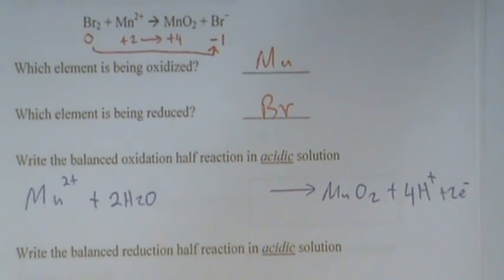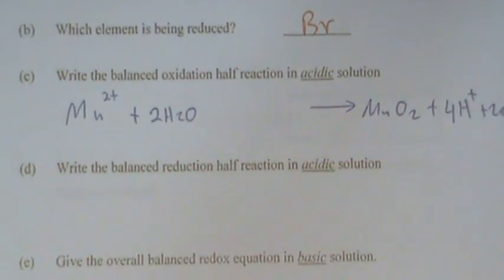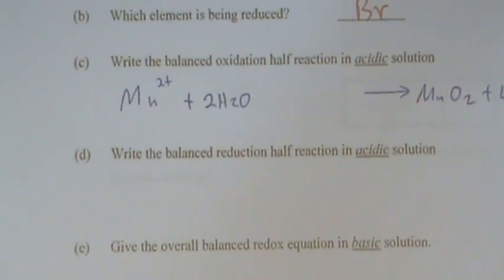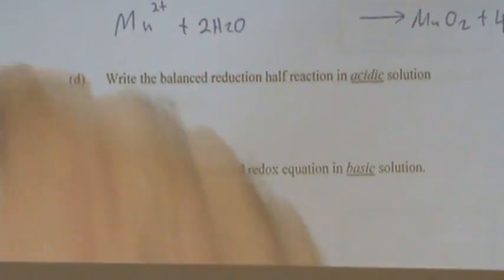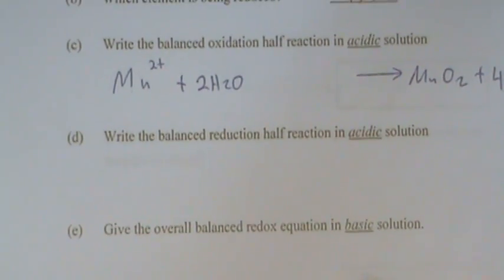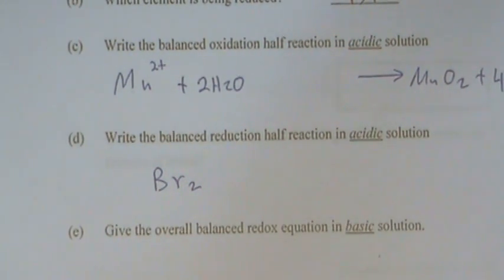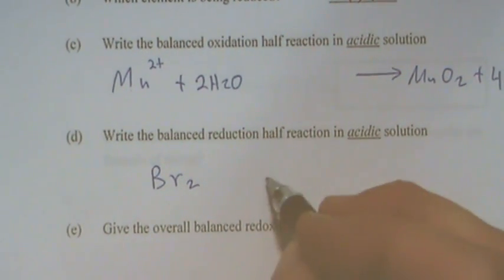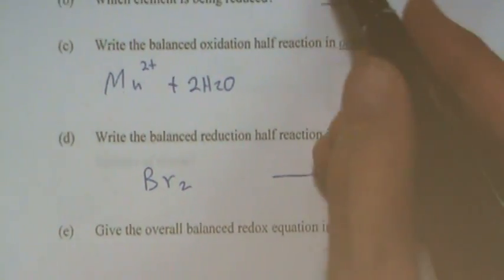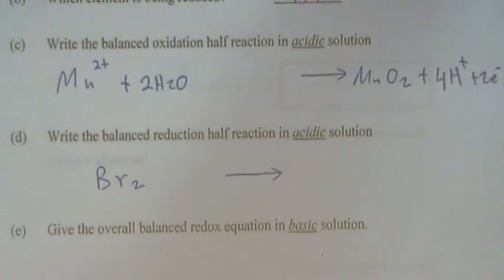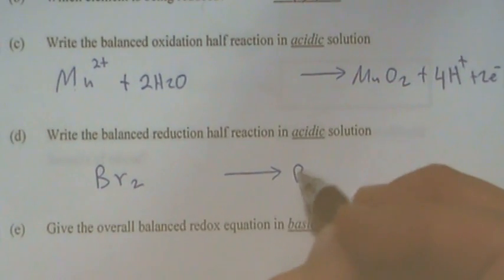And then it says write the balanced reduction half reaction in acidic solution. Well, that's pretty easy actually. There's really nothing to do there, more or less. So the reduction will be molecular bromine going to the ionic form of bromine, which is Br minus.